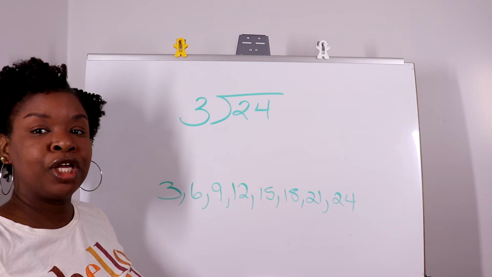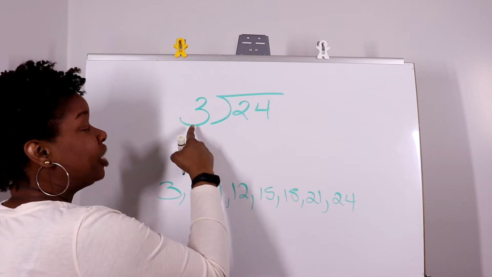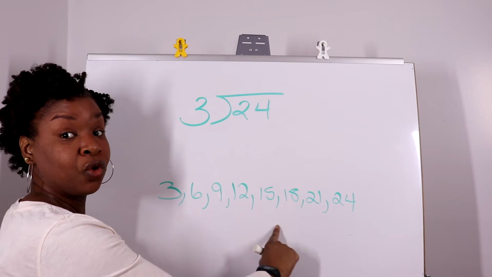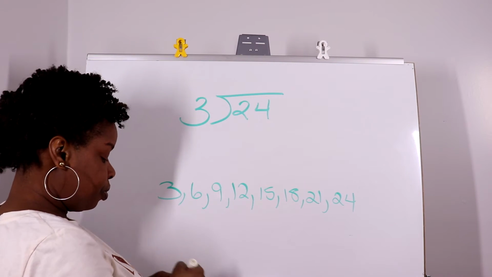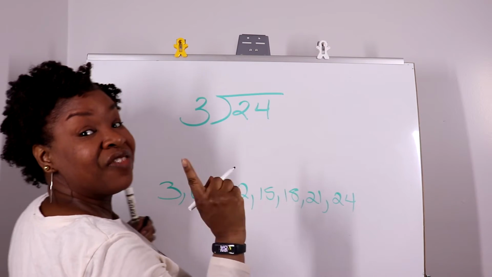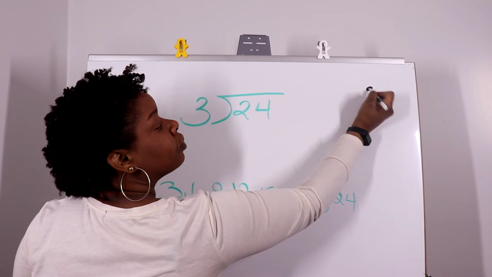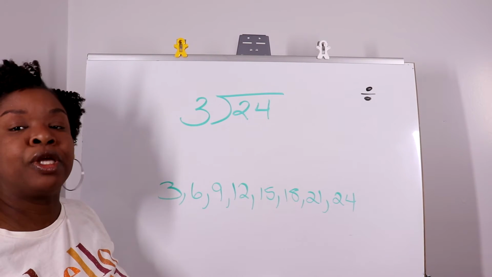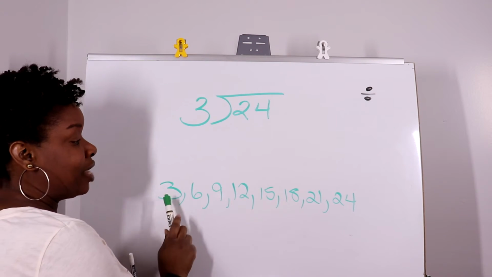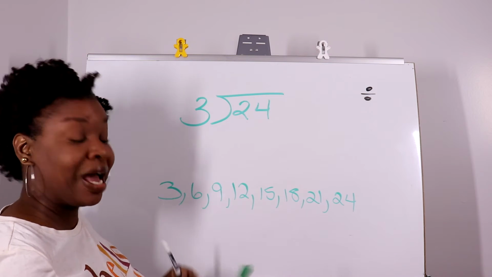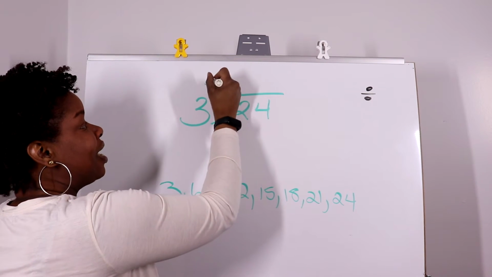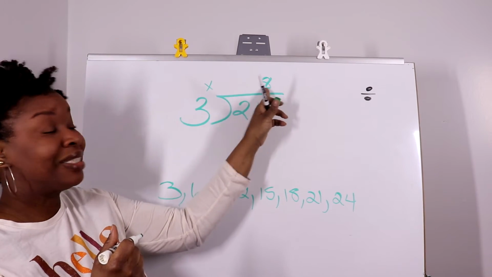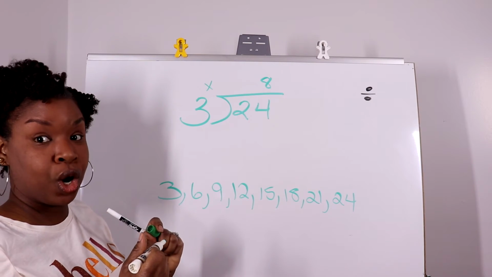Now, the next step is to multiply. So, we just divided. We just found out how many times 3 can go into 24. The first step in division is to divide. The next step is to multiply. So we said 3 goes into 24 8 times. So now we're going to multiply 3 times 8. 3 times 8 is 24.